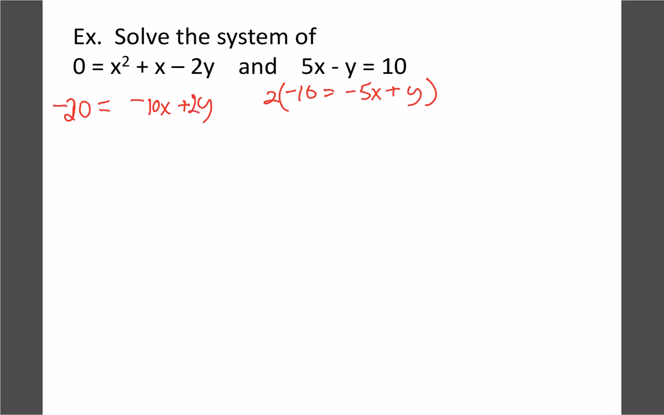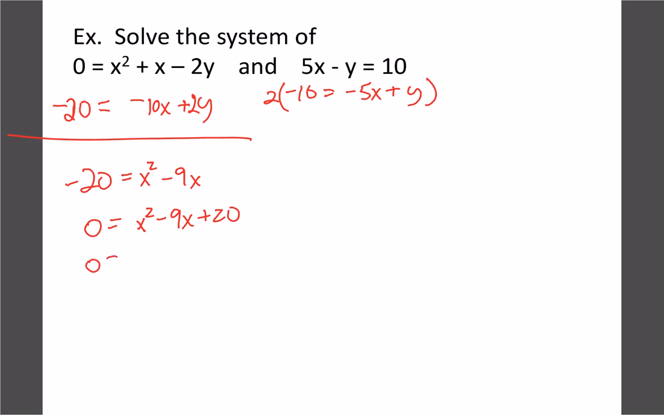and 2y. So now when we add these up, we get negative 20 equals x squared minus 9x, and the y's cancel. So let's make it equal to 0. So that would be that. So now when we factor, we should get minus 5 and minus 4. So our two solutions are 5 and 4.